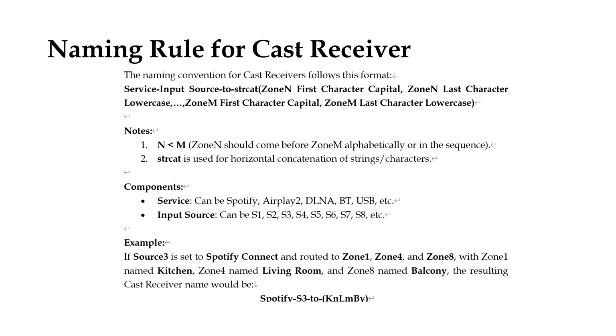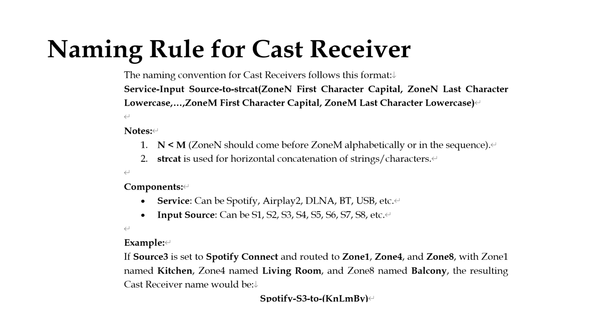Naming rule for cast receiver. The naming convention for cast receivers follows this format: the service, the input source, to Zone N first character capital, Zone N last character lowercase, Zone M first character capital, Zone M last character lowercase.